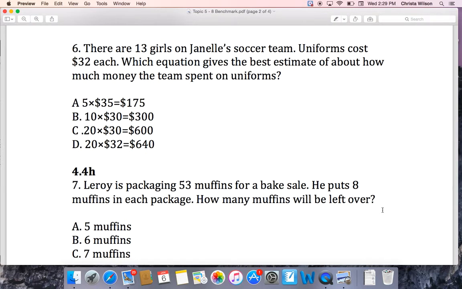Number 6. There are 13 girls on Janelle's soccer team. Uniforms cost $32 each. Which equation gives the best estimate of about how much money the team spent on uniforms? A. 5 times $35 equals $175. B. 10 times $30 equals $300. C. 20 times 30 equals $600. D. 20 times 32 equals $640.